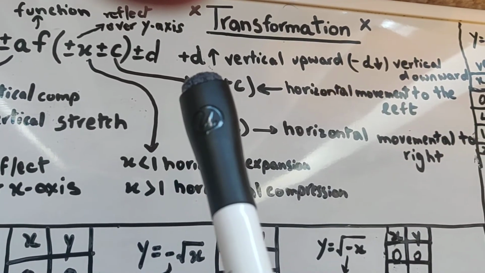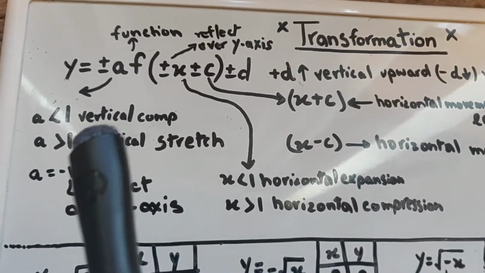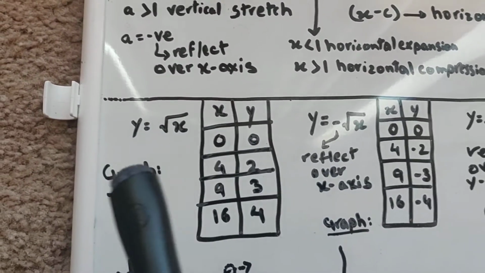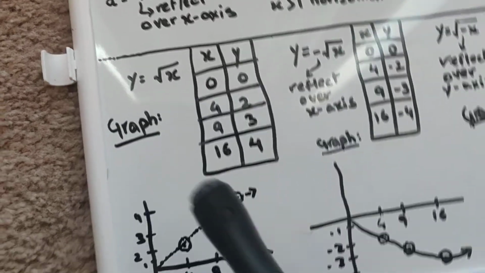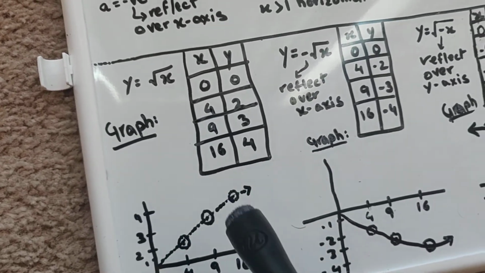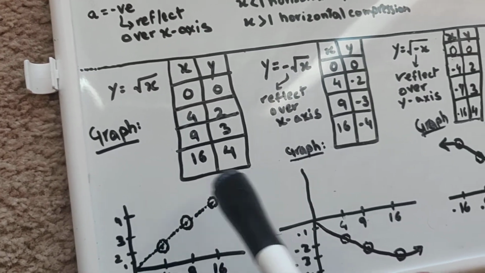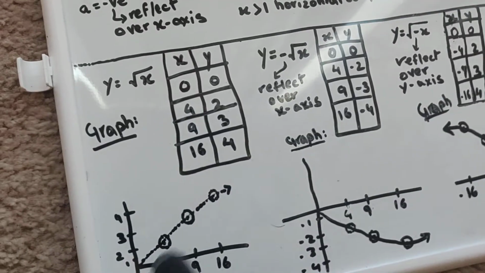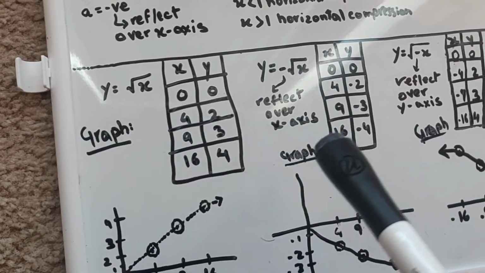So one more time, square root of x, simple, with positive values, is only the upward portion of the C, just like that. It makes a graph like that. Alright, thank you so much.